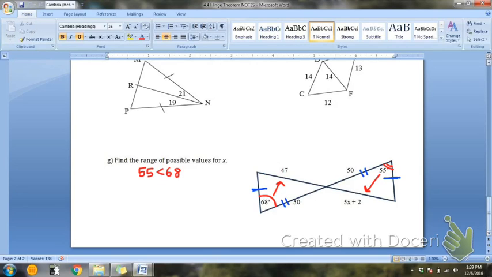I want you to keep going on the problem without me. Write this part down. Keep going. All of you should have your pencils on your papers. Let's go. What's across from 55? What's across from 68? That's where you're going with this.